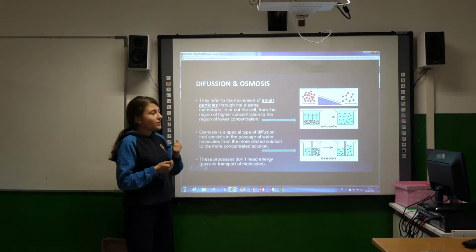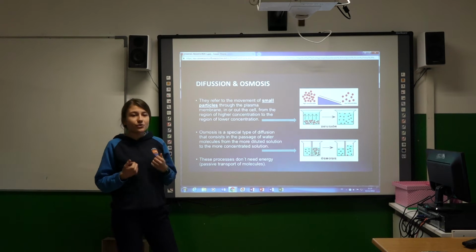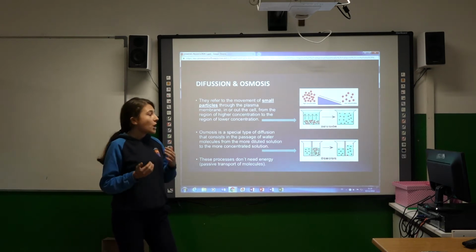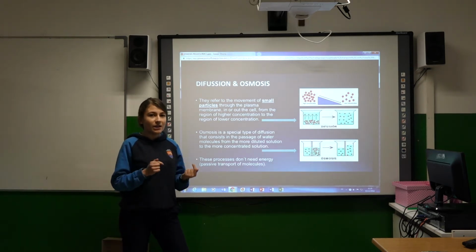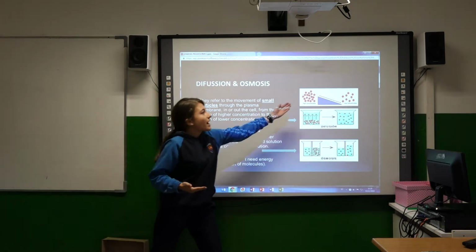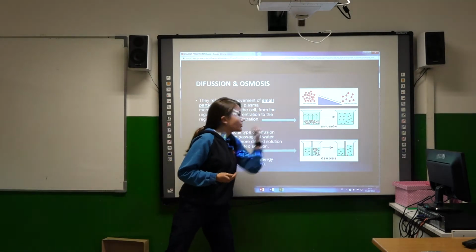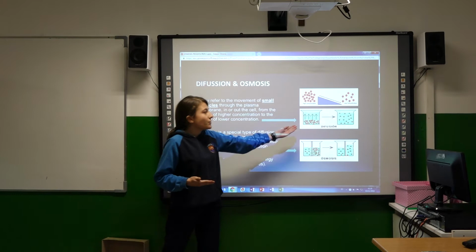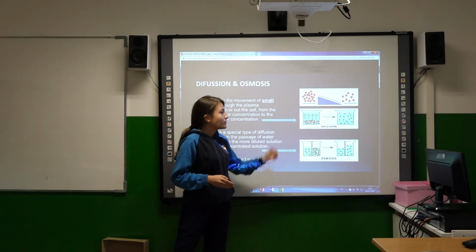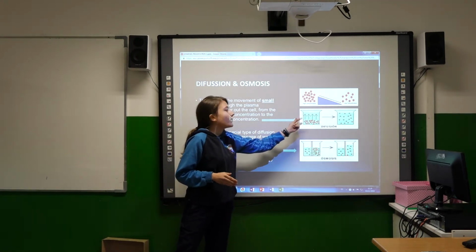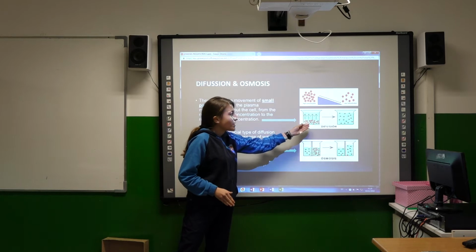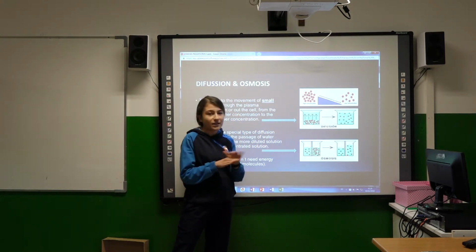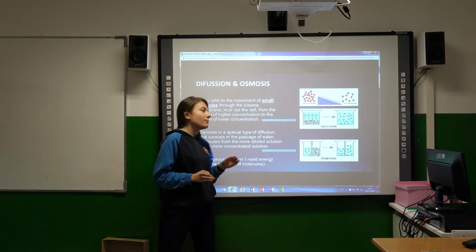Let's start with diffusion and osmosis. They refer to the movement of small particles through the plasma membrane, in or out of the cell, from the higher concentration to the lower concentration. Let's start with diffusion. As you can see in these photos, the small particles move from the higher concentration to the lower concentration, and a plasma membrane is not necessary.